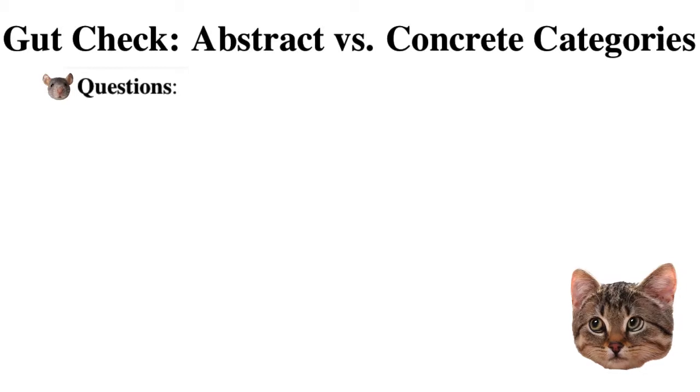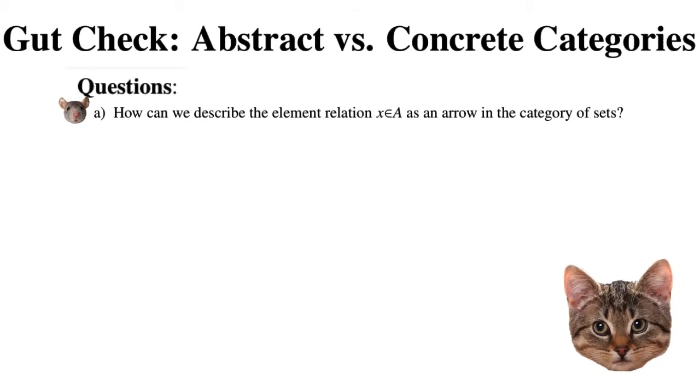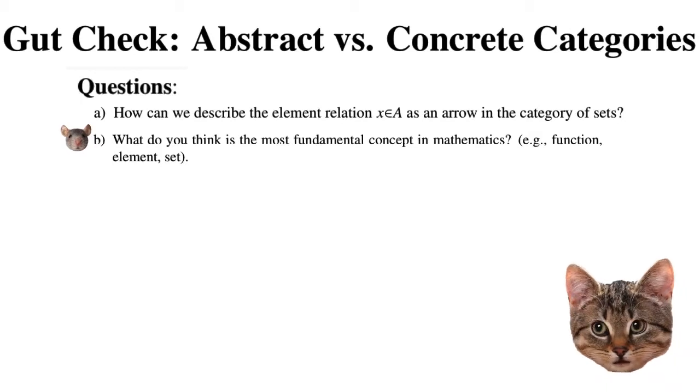Let's give you a few questions where you can maybe think about this. So A, how can we describe an element relation x in A as an arrow in the category of sets? So you want to say that an element is a certain type of arrow. B, what do you think is the most fundamental concept in mathematics? Do you think it's function, element, set? Maybe think about this and try to explain why you think that.